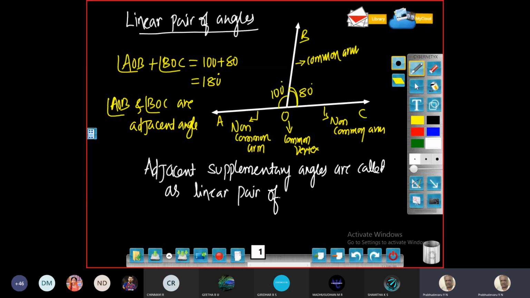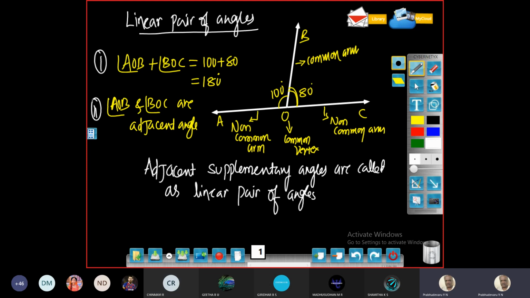Linear means straight angle. Okay, and this pair must be adjacent angles also. Both the conditions should be satisfied. One is that it should be linear, and the second one is that it should be an adjacent angle. If both the conditions are satisfied, then we call that a linear pair of angles. Is it clear? Yes, sir.